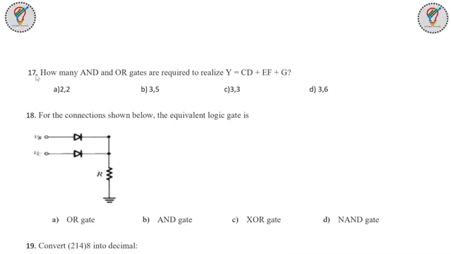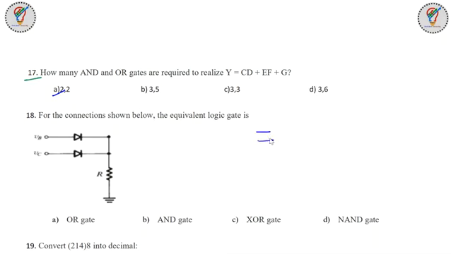Next question here. How many AND and OR gates are required to realize a function Y equal to CD plus EF plus G? Okay, so pause this video and tell your answer. If your answer is A, then it is the right answer. Now I'll explain how it is.